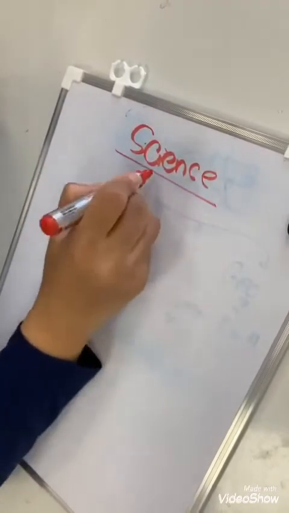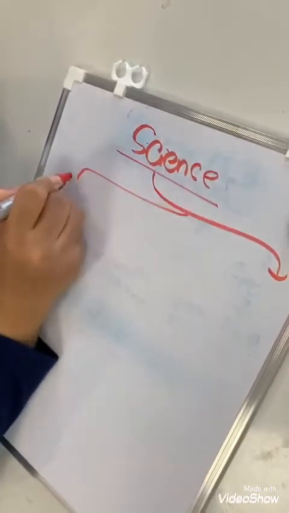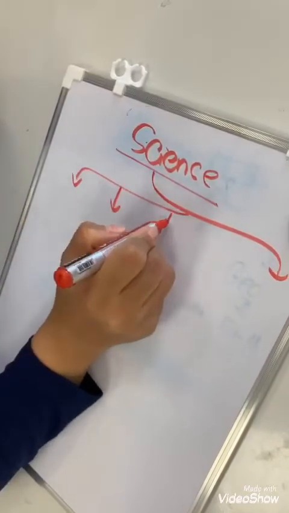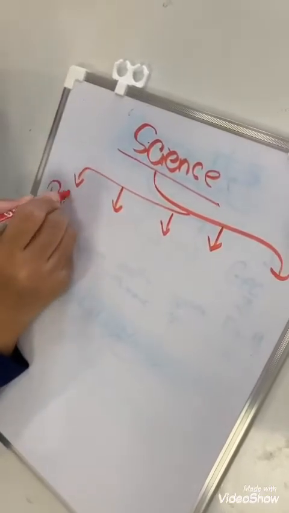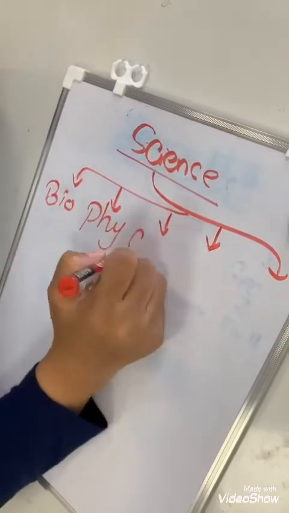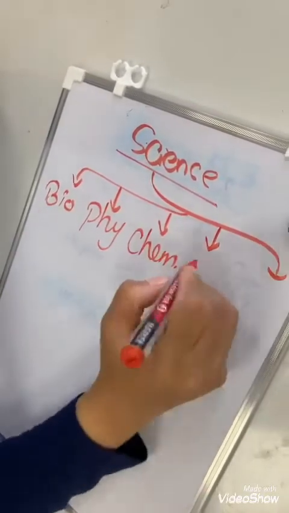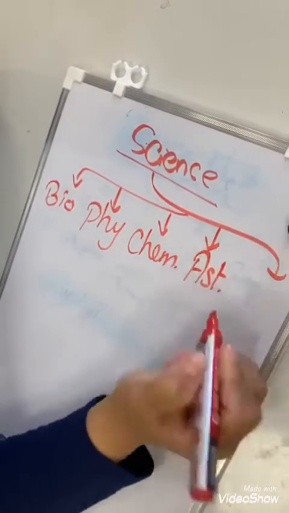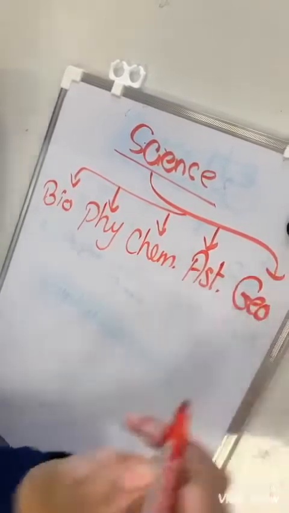Science is branched into 5 main branches. Branch number 1 is called biology. Branch number 2 is called physics. Branch number 3, chemistry. Number 4, astronomy. And number 5, geology.